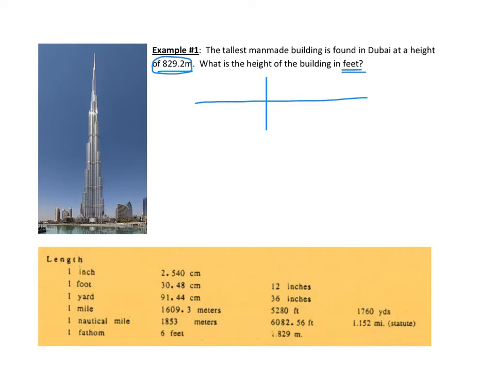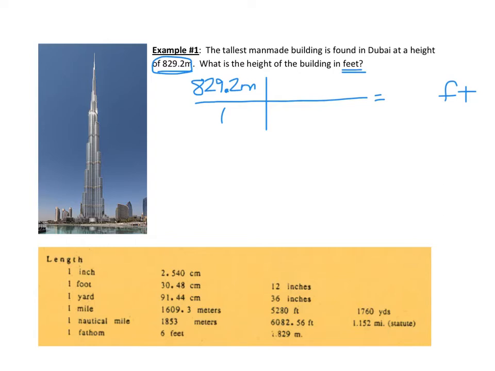So 829.2 meters would go on top. Since it only has one unit, it'd be understood to be 1. And I need a conversion factor that allows me to get to feet. So I always put what is given, and then at the end I always put where I'm trying to get to so that I know when I am there.